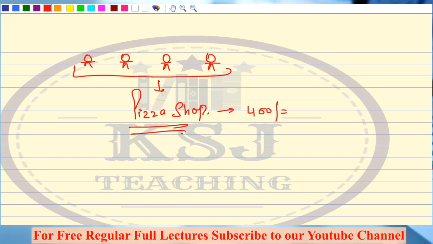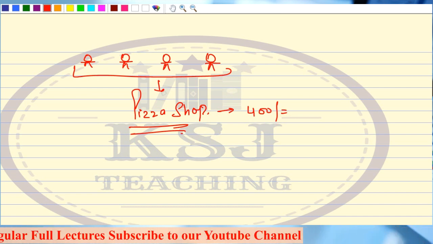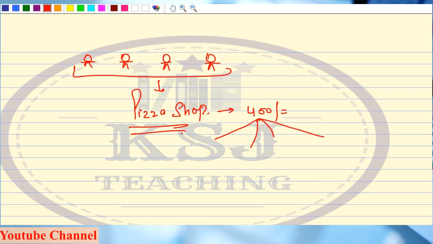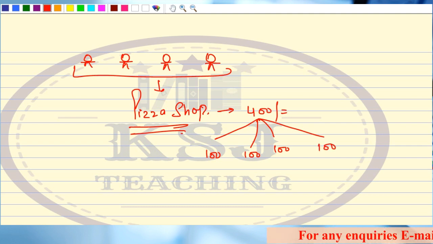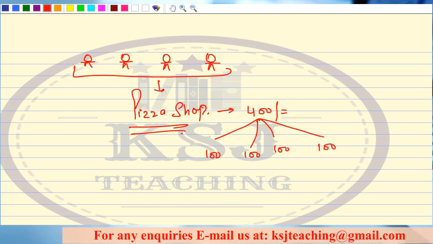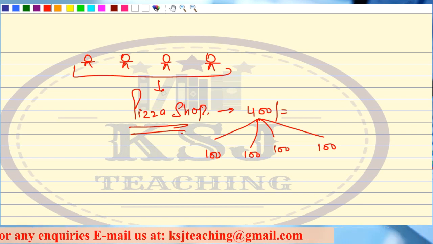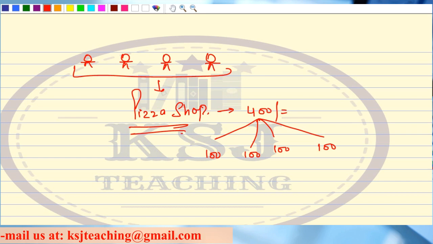Now, logically what should happen? Sir, this 400 should be split between all the 4 friends. That means 100 rupees each. So this is what logically should be happening. You are 4 very good friends. You go to a pizza shop and enjoy a pizza and the bill is for 400 rupees and you decided to split.